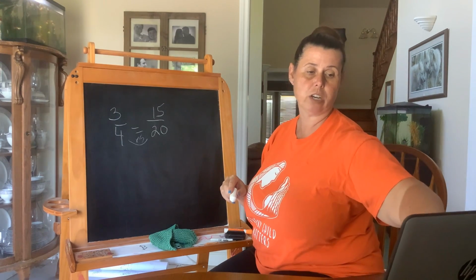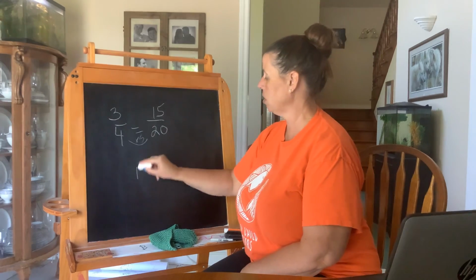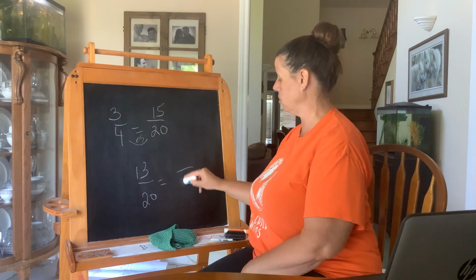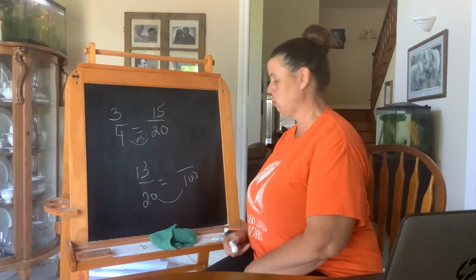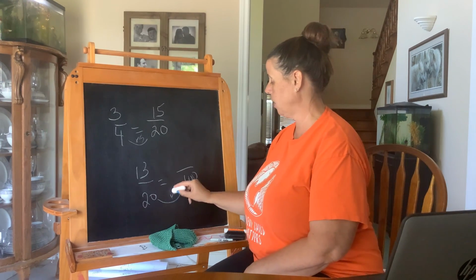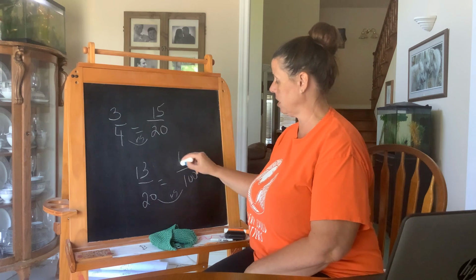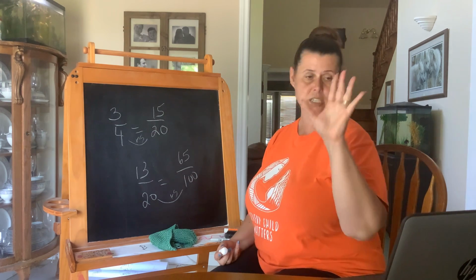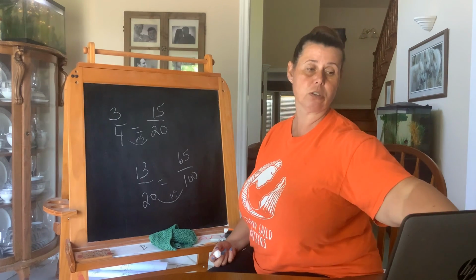Now I'll pick one other random one. 13/20ths, this is G, is how many hundredths? Well, how would I get from 20 to 100? Times 5, which is 65. Okay, you guys got number 1, easy breezy, lemon squeezy. Pause the video, go do number 1.